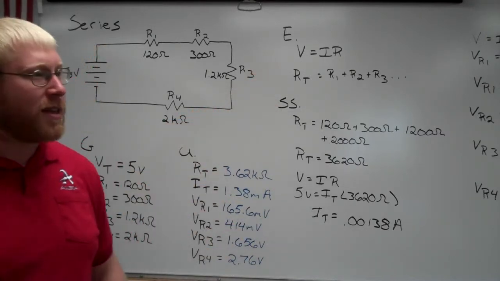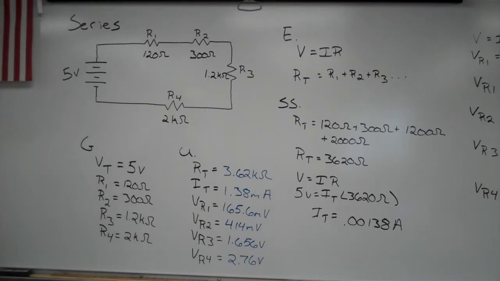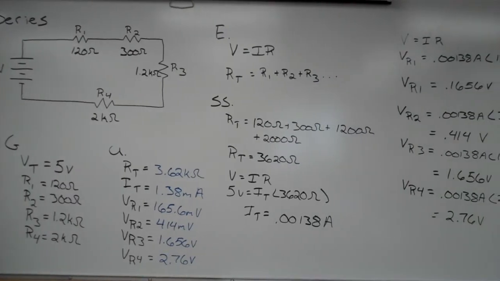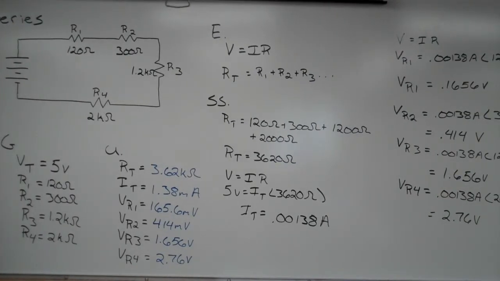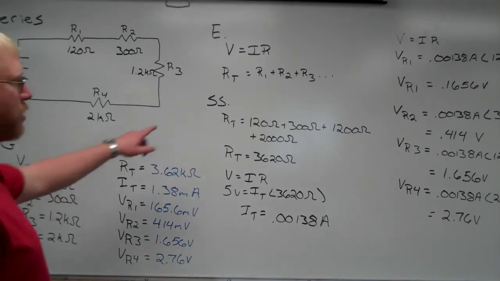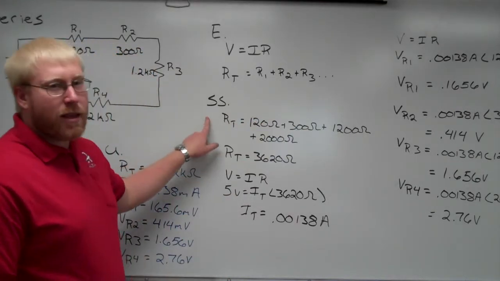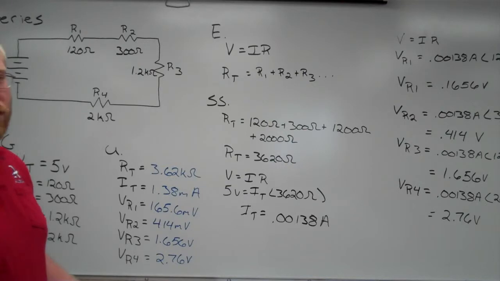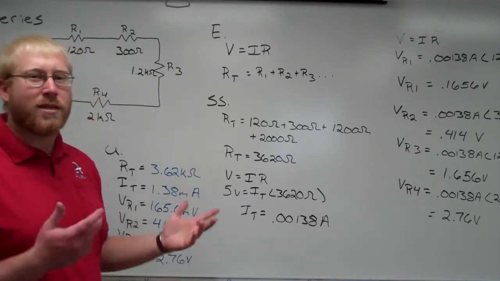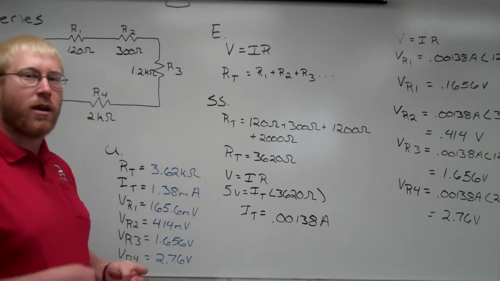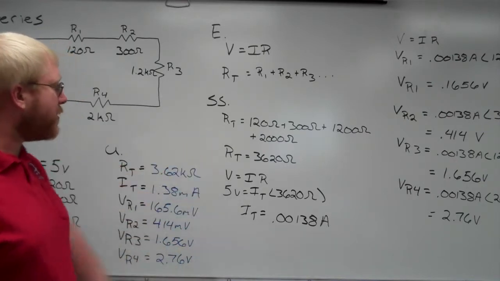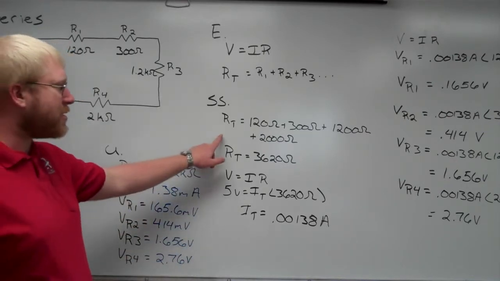The next step in GUESS is an E, which is for equations. I've written up there V equals IR. I've also written up there my equation for finding resistance in a series circuit. Resistance total equals resistor 1 plus resistor 2 plus resistor 3 and so on, no matter how many resistors we have. The next step is substitute and solve. I like to put those together because I don't like to do the extra steps of substituting and going back and solving later. So the first thing I did was solve for my resistance total.